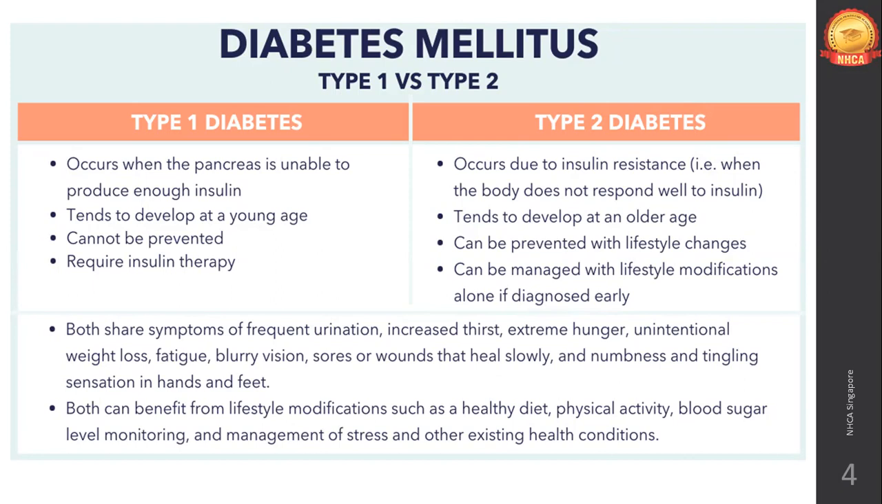Blurry vision, sores or wounds that heal very slowly, numbness or tingling sensation at the ends of your hands and feet. Both groups of people, type 1 and type 2, can benefit from lifestyle modification like a healthy diet, physical activity, regular blood sugar monitoring, and management of stress.